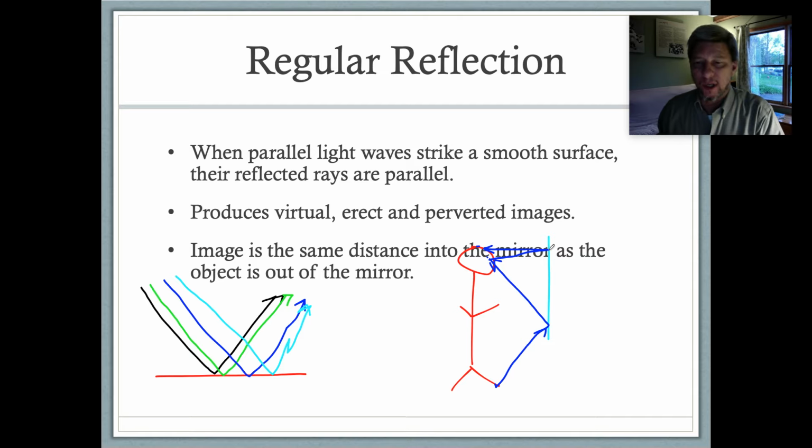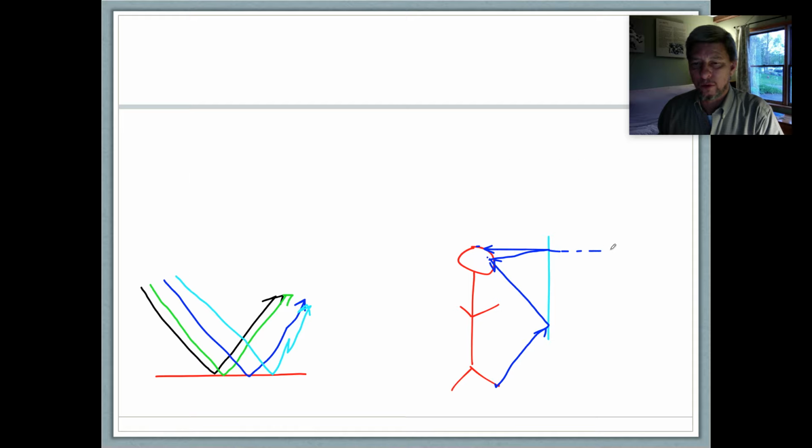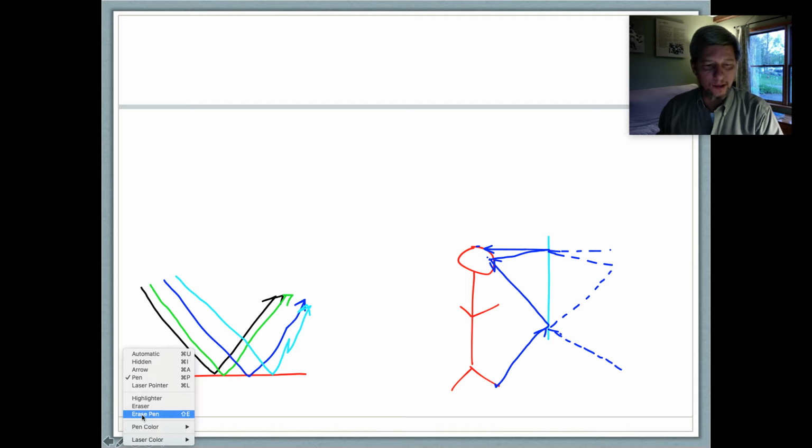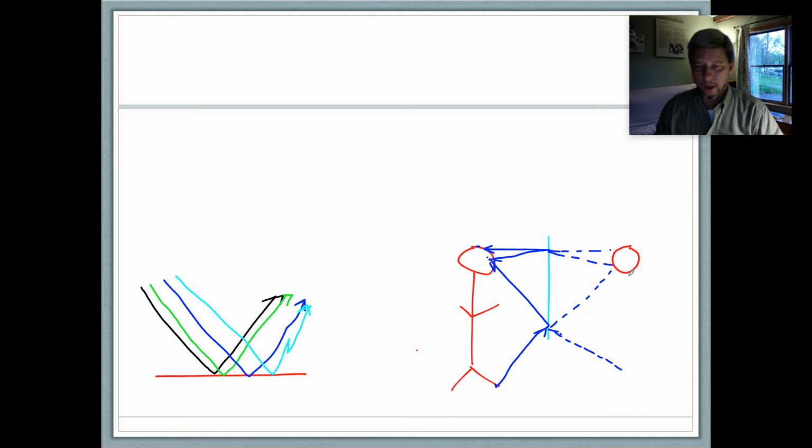Now, what happens is if you continue those rays on the other side of the mirror, whoops, this is a terrible drawing. But what you'll find is that on the other side is your image. And your image is going to be just about the same as your body. All right.